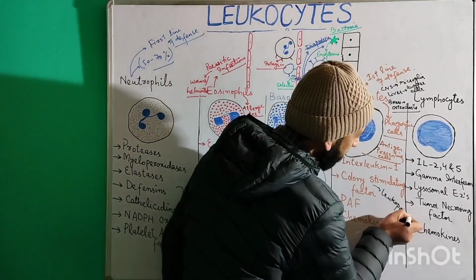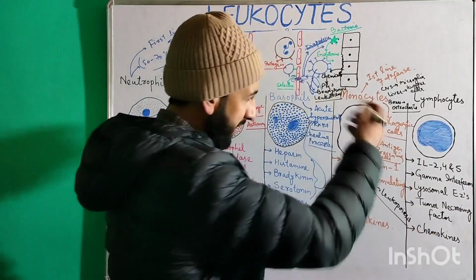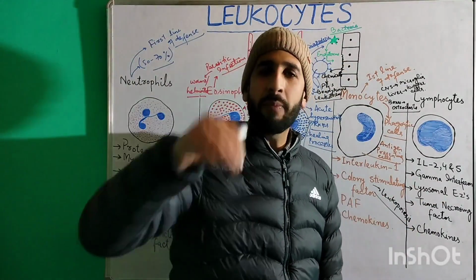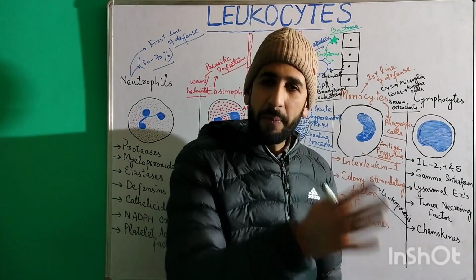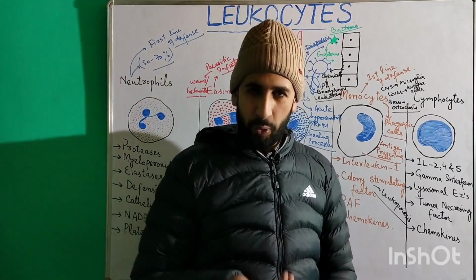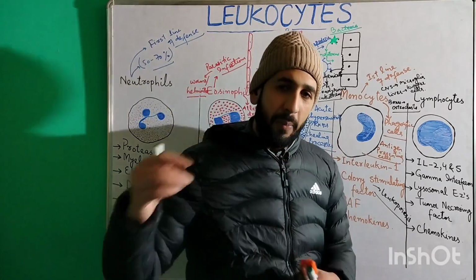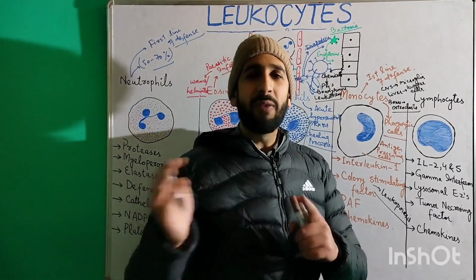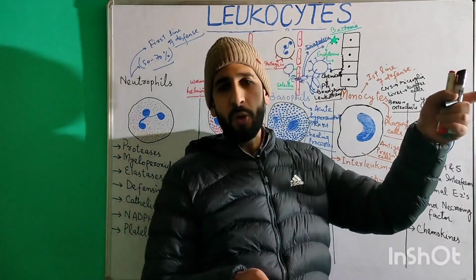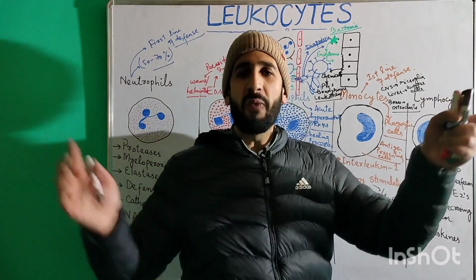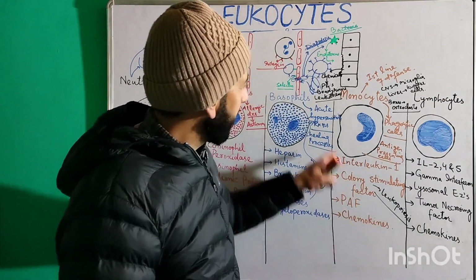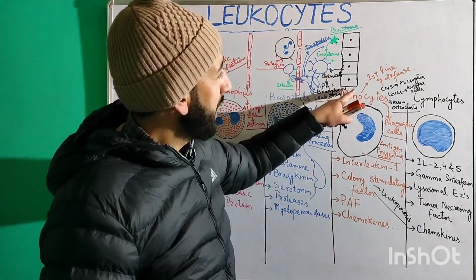Because when we are infected by any bacteria or any pathogen, we will need more and more white blood cells. So we have to increase the production, the formation, of white blood cells. For that, one role of monocytes is that they release colony stimulating factor. Colony stimulating factor goes to the bone marrow and stimulates the process of formation of white blood cells. Okay, and then chemokines.